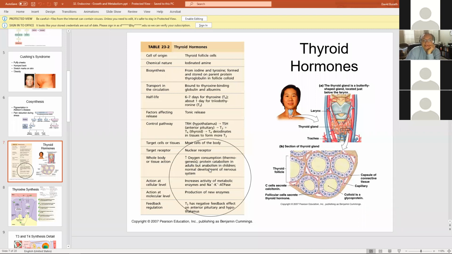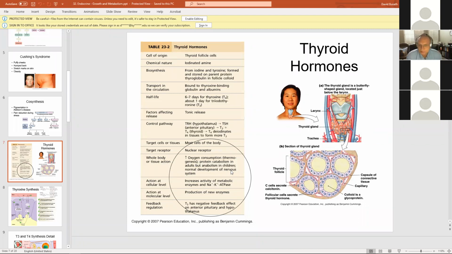Now, interestingly, it's anabolic in children, building things up. And part of the way to remember that is children grow stronger because of thyroid hormone, and especially their brain. Baby's brain depends on exposure to thyroid hormone. Without it, you don't get normal development of the nervous system.